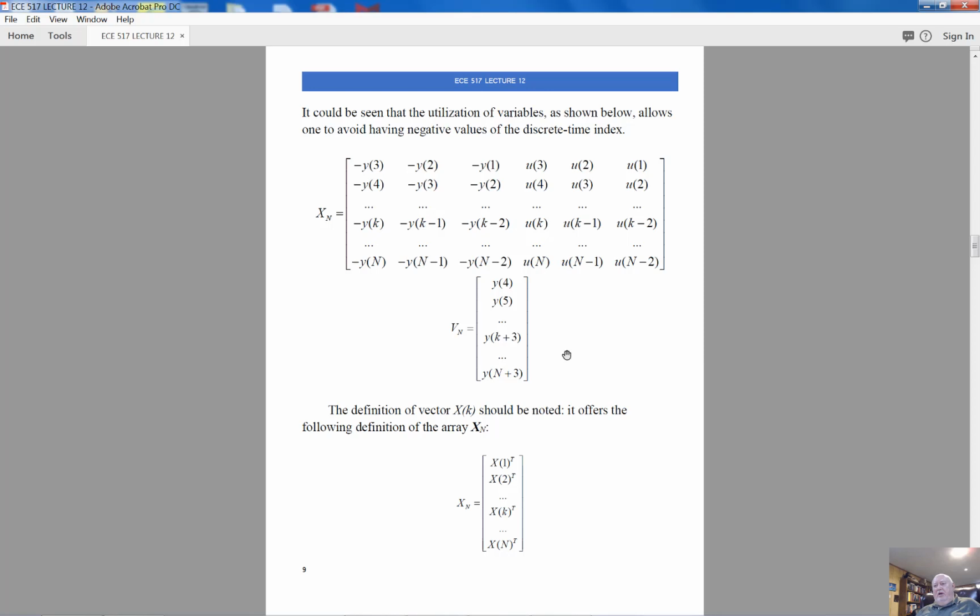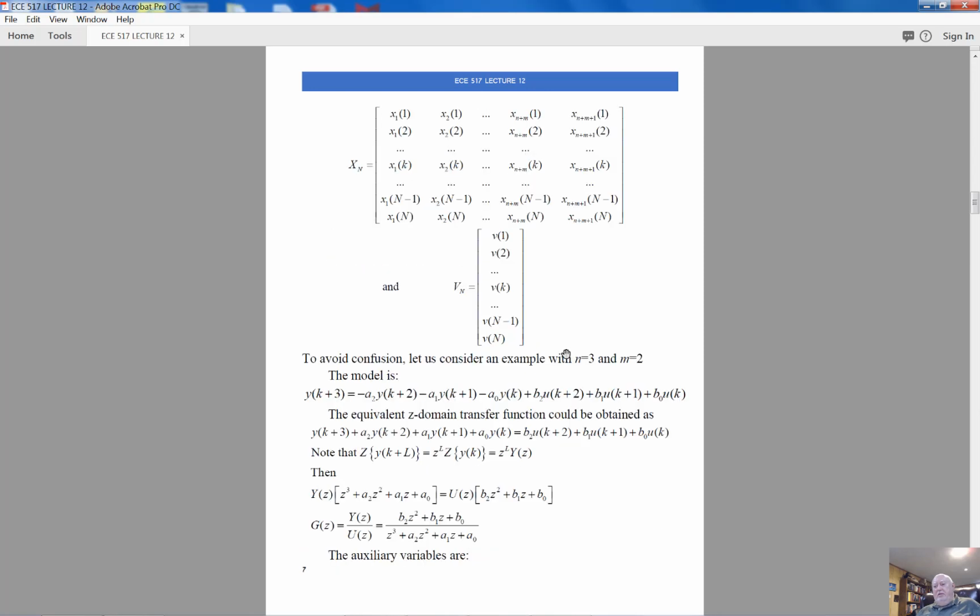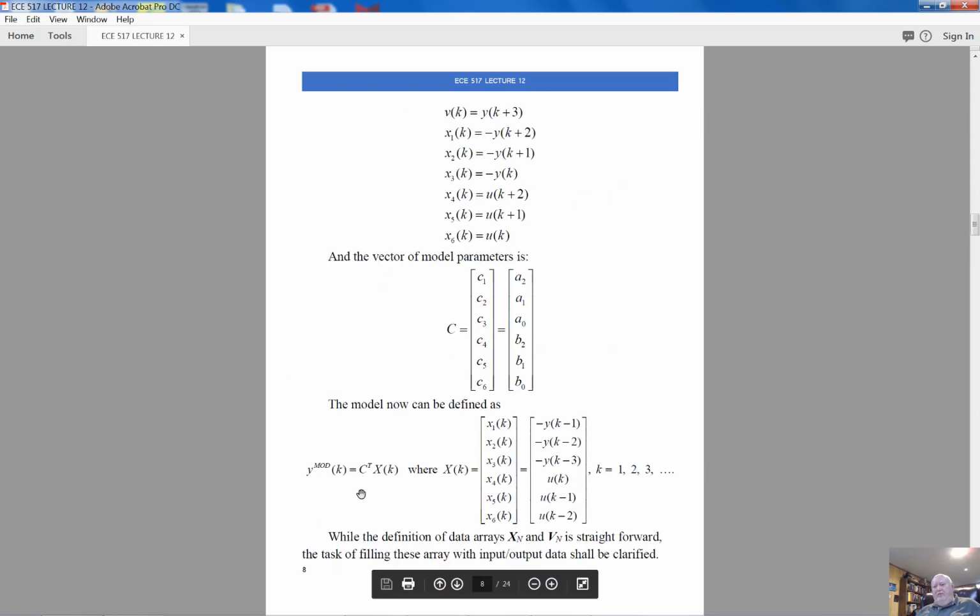How to define the model? We will define the model as the vector of unknown parameters transposed times the vector of inputs. The vector of inputs is spelled out right here. It's very consistent with this designation.